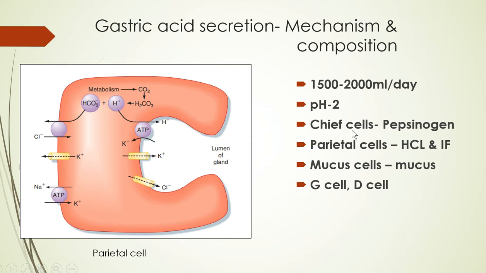Chief cells are present which secrete pepsinogen. The suffix -gen basically shows the inactive form of something. Pepsin is the natural form, and the inactive form is pepsinogen, which needs to be converted into pepsin. Parietal cells are present which secrete HCl and intrinsic factor. Mucous cells are present which secrete mucus.